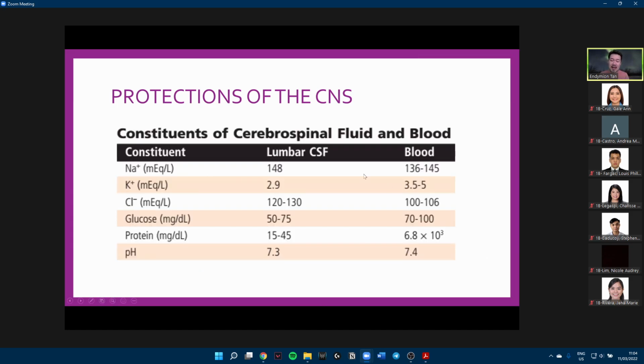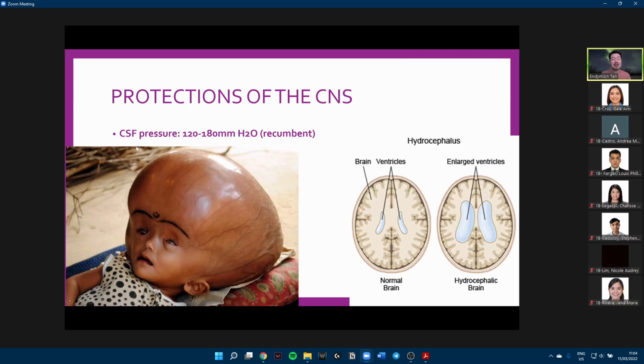Do not have to memorize. I just want to show you that whatever component the blood has, yung CSF meron din. Kung meron siyang potassium, sodium, si CSF meron din. Because the CSF is said to be the ultrafiltrate of the blood. The normal opening pressure of the CSF, no, kapag nag-lumbar tap ka, normal opening pressure is 120 to 180 millimeter water in a recumbent or lying position. 120 to 180 millimeter water in a lying position or the recumbent position.